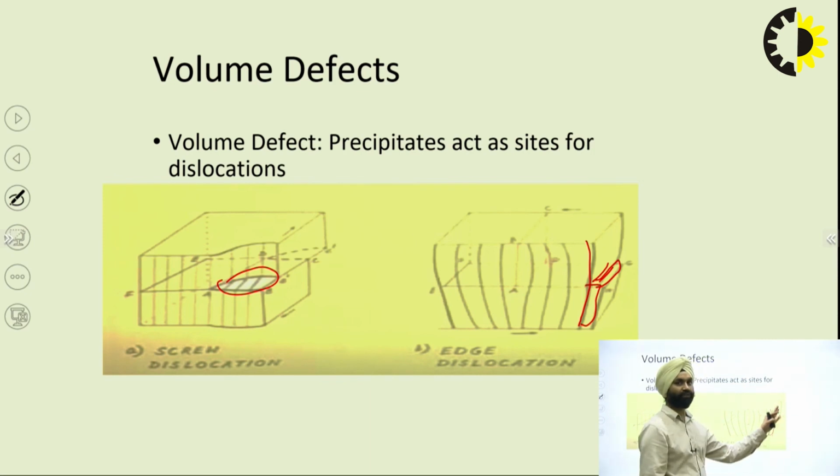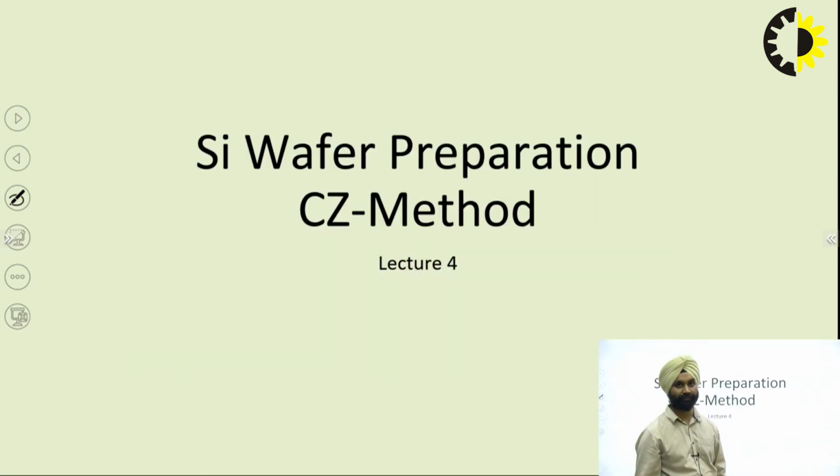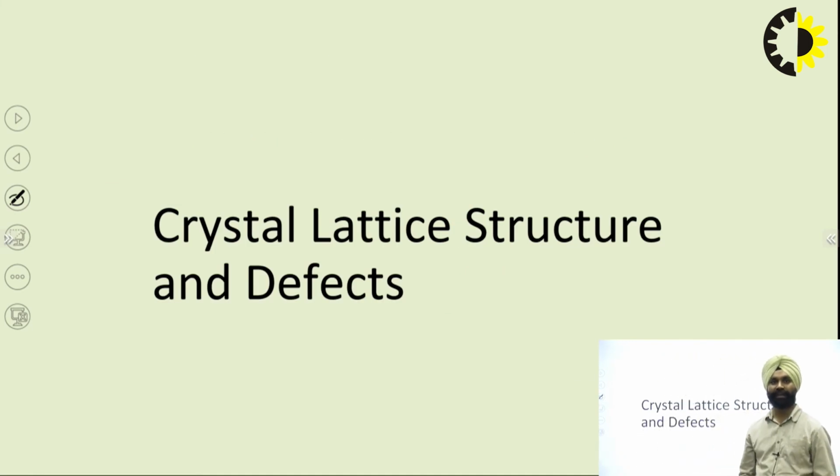So this edge will shift, and when we grow other layers, this edge will grow sideways. Rather than this layer forming like this, the edge will grow somewhat with the extra orientation. So this will give a dislocation at the edge. So these are the volume defects. So this is the lattice structure with the defects, which is relevant for the formation of the epitaxial layer as well as the wafer.